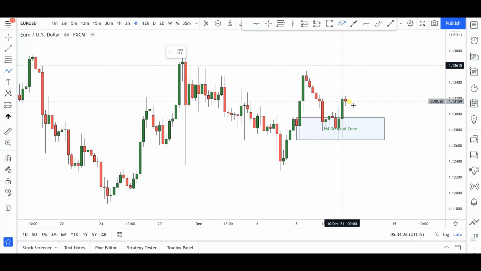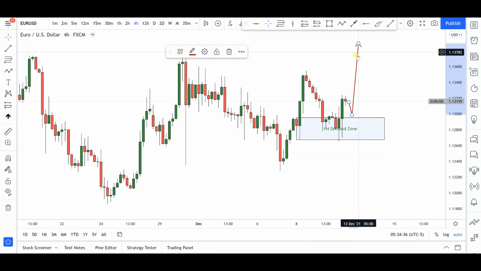So maybe early next week we might get a little push to the downside, maybe towards the 1.1300 institutional price level, and then from there we might get another push to the upside towards that daily supply zone that we have just mapped out. All right, so that's it for Euro dollar.